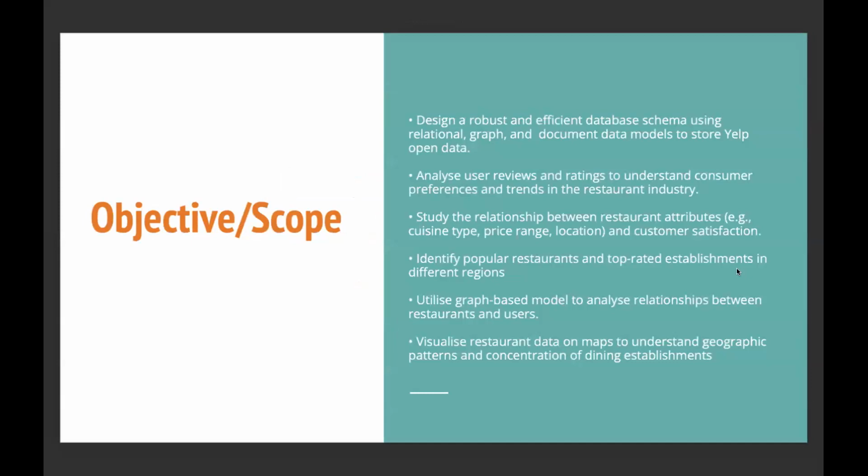So our objective was to use the Cosmos multimodal system and design a robust database schema by using relational, graph, and document databases, but using entirely only the Cosmos architecture. So we have tried to analyze user reviews and ratings to understand consumer preferences and trends in the restaurant industry. We have also tried to study the relationship between restaurant attributes and customer satisfaction.